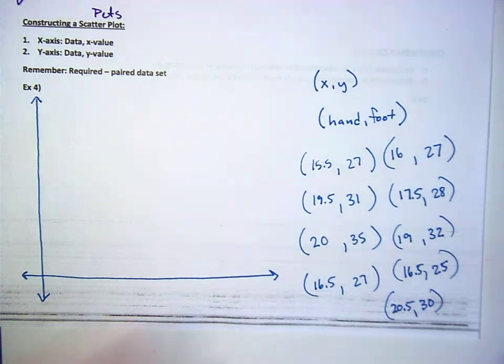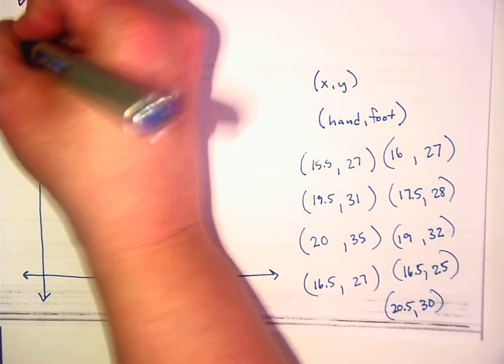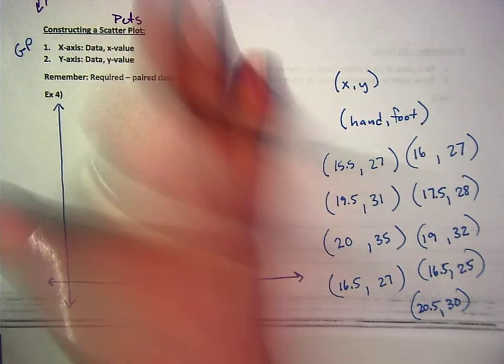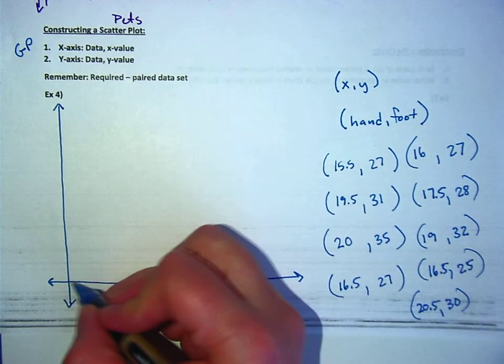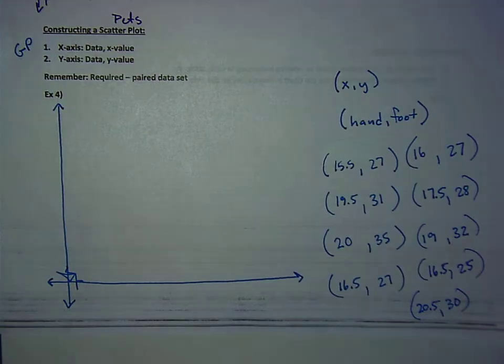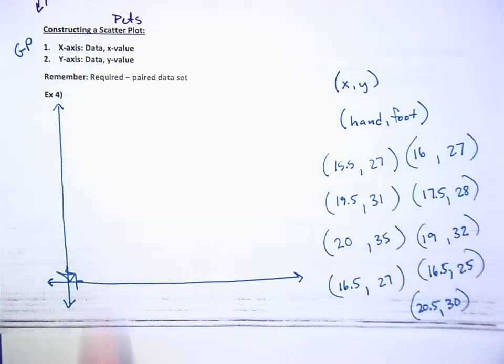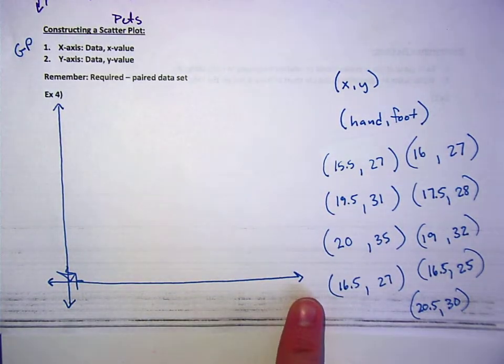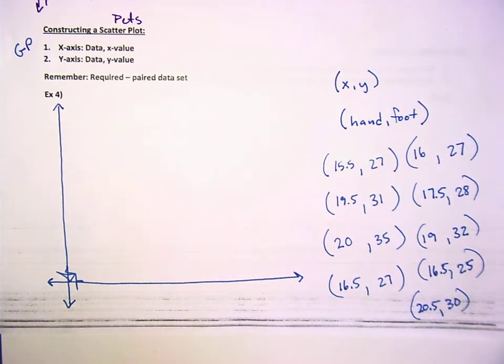All right, so we're going to graph these approximately. I do want scatter plots always on graph paper, but I didn't put graph paper on this, so we're going to have to sketch this one. We're definitely going to want to make some line breaks both ways here. Hand comes first, so that is on the X. It really obviously doesn't matter which one's which. Looks like our largest amount is 20.5 and our smallest amount is 15.5.